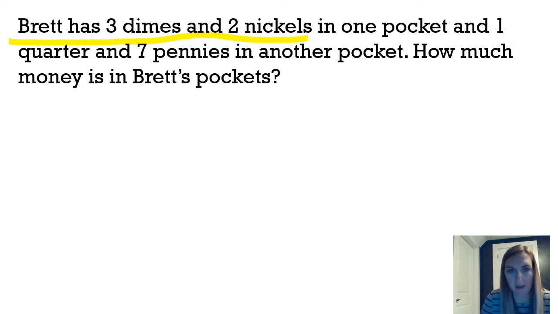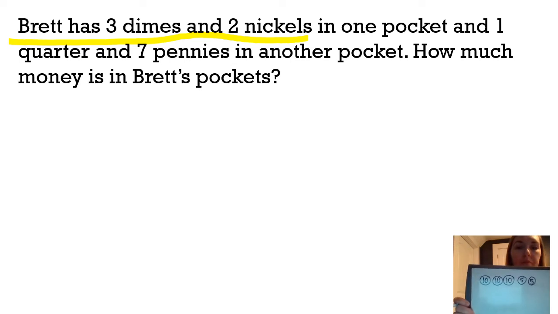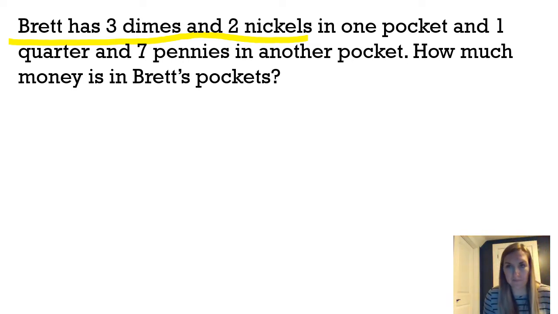If you need to look back at the little cheat sheet on the previous slide for what the coins are worth, you can always rewind. I'm drawing the first coins here, 3 dimes and 2 nickels. That's one pocket. And now the next one, 1 quarter and 7 pennies in another pocket. I've got all the coins there, okay?